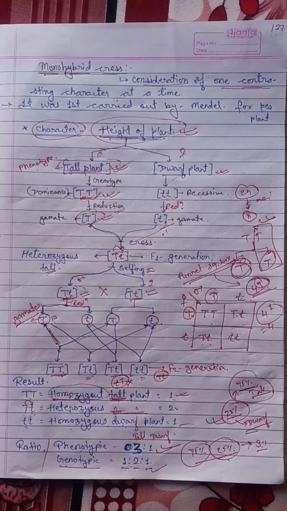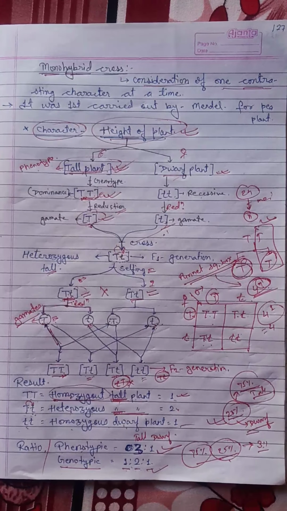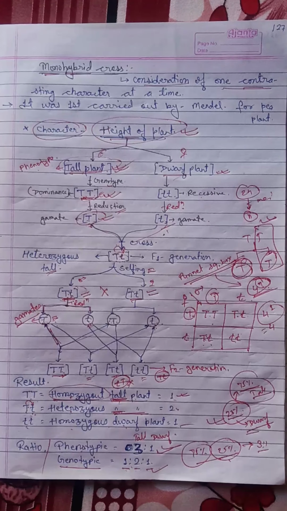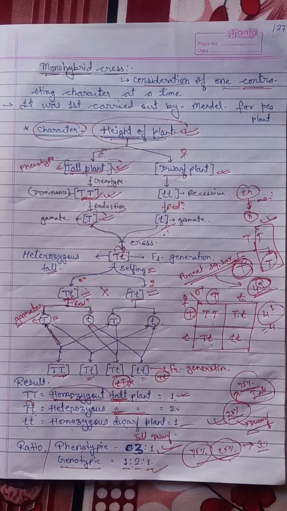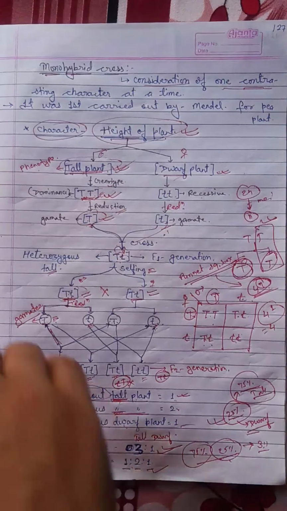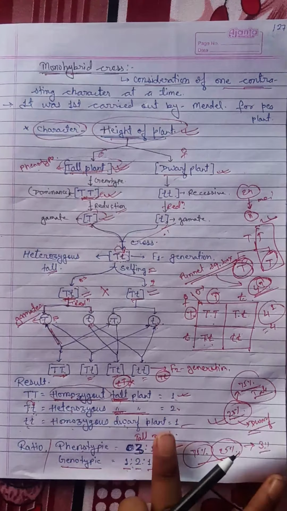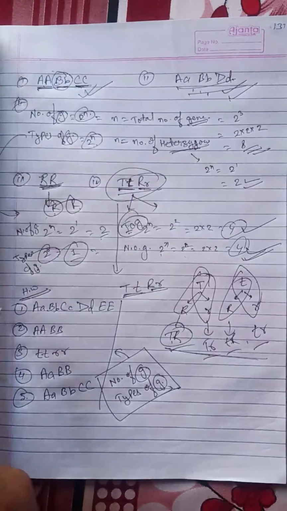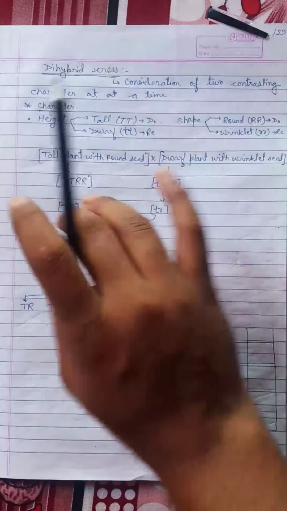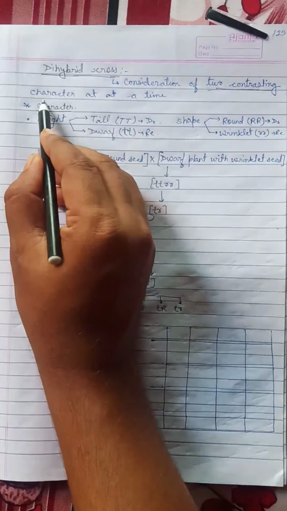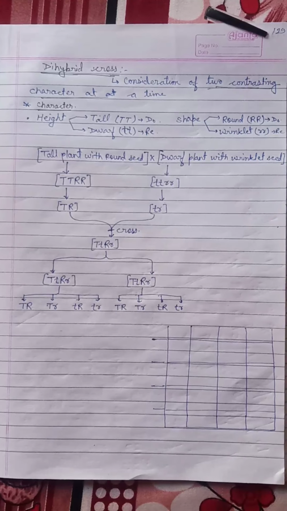Similar to the monohybrid cross, we are going to study the dihybrid cross. It is similar to the monohybrid cross, but there is a simple difference. In the monohybrid cross, we take a single characteristic, while in the dihybrid cross, we will take two contrasting characters. Okay, that is the two contrasting characters.